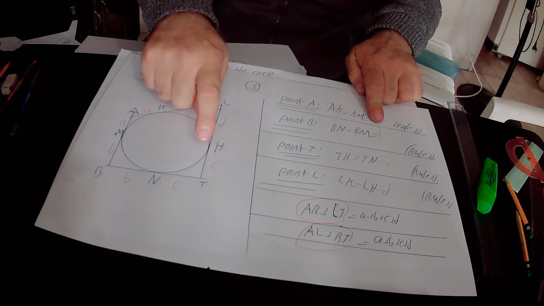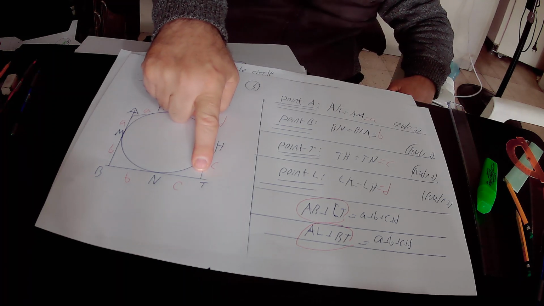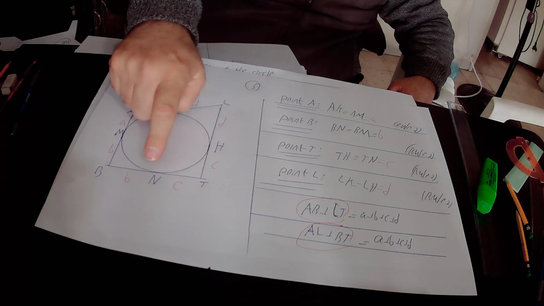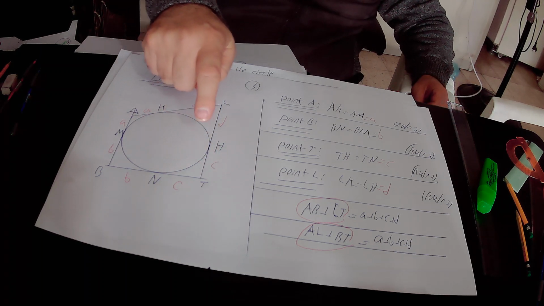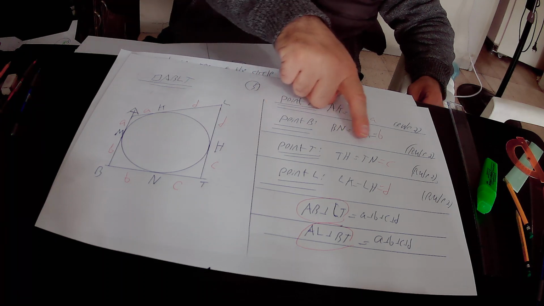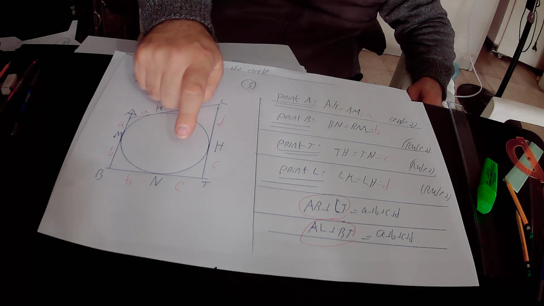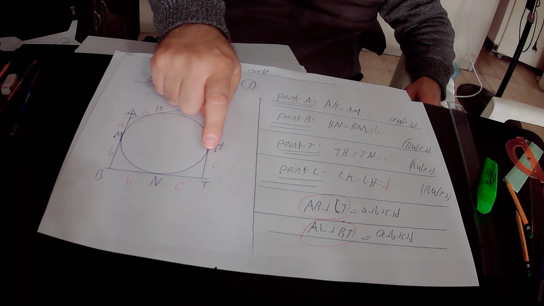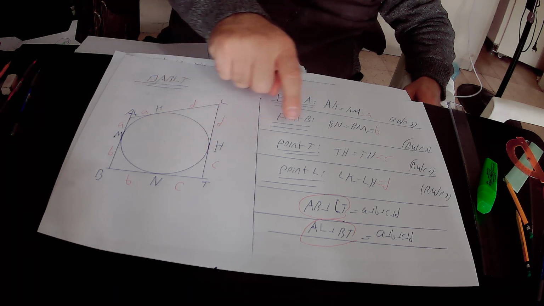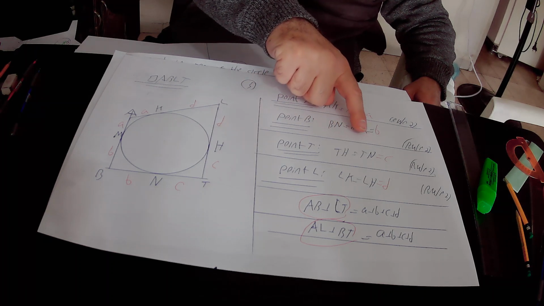Then we focus on the common standpoint point T. From point T, we have two tangents to this circle, tangent TN and tangent TH. According to rule 2, they are equal to each other. That is to say, TN equals TH. So if we define the length of TN as C, then the length of TH must also equal C. In conclusion, TH equals TN equals C.